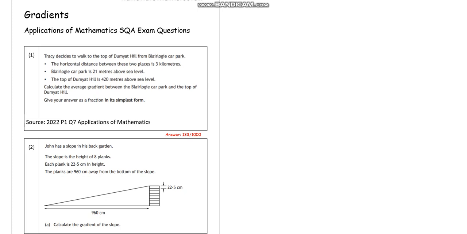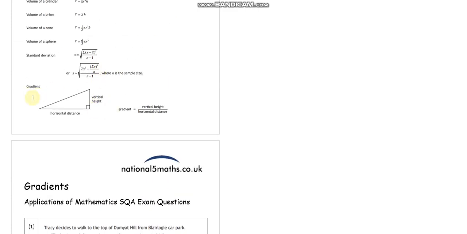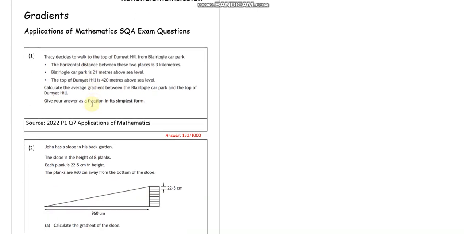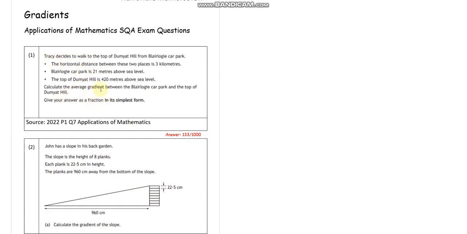Okay, so this series we're going to look at gradients. Gradients is a very good topic because you're given your gradient equation there. Gradient is just the vertical height divided by the horizontal distance. You're given that, you don't need to remember it. And the minute you see questions about gradient, go straight to that formula and we're going to substitute in.